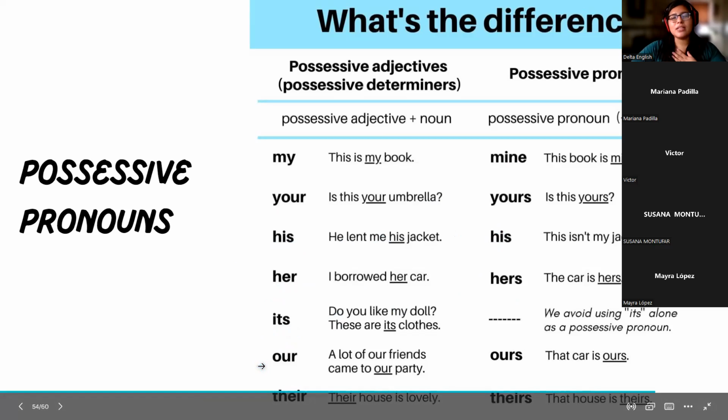Our, nuestro, igual nuestro. Este es nuestro coche. Este coche es nuestro. Pero aquí sí voy a cambiar en el sentido de que le agrego una S.